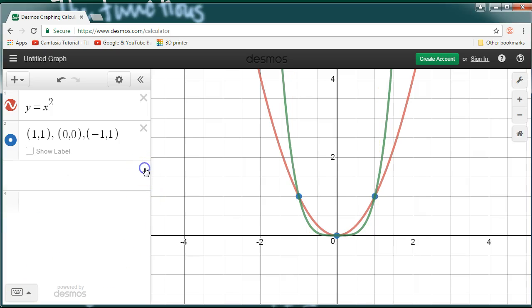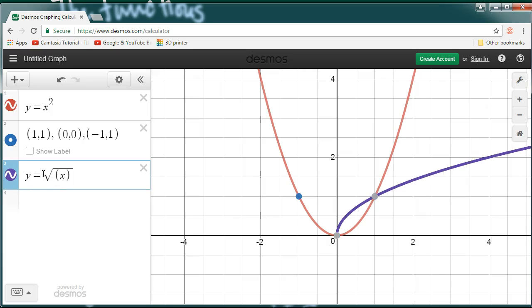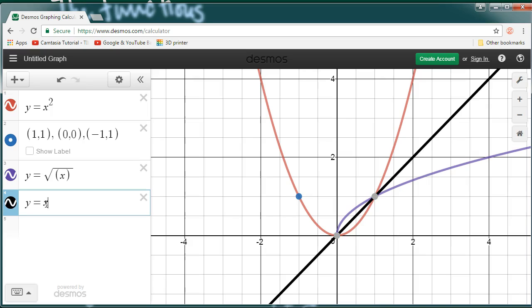Okay, let's erase these power functions. I'm going to leave the important dots up there. And let's look at y equals the square root of x. Notice that it also shares the points (0, 0) and (1, 1) with x squared. And as a matter of fact, if we put the identity function in there, y equals x, we'll see that it goes right through these, and that x squared and the square root of x are, at least on the part of the domain where square root of x is defined, reflections of each other over that black line. Cool.